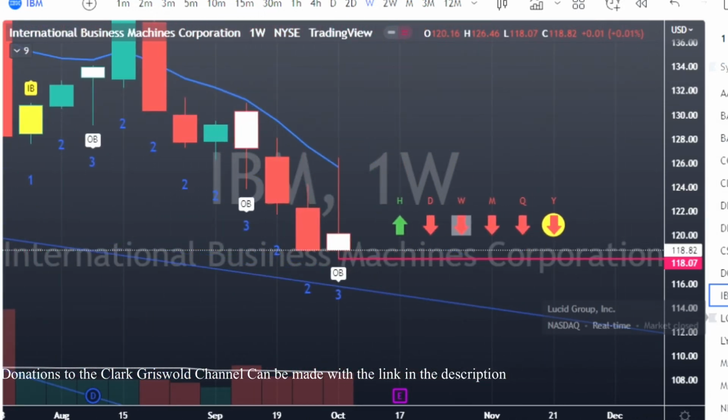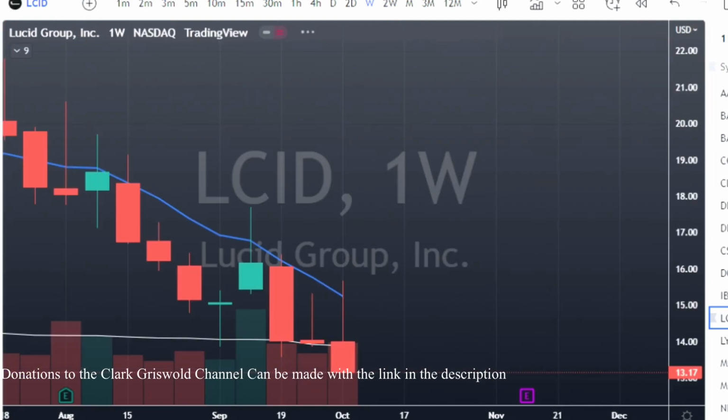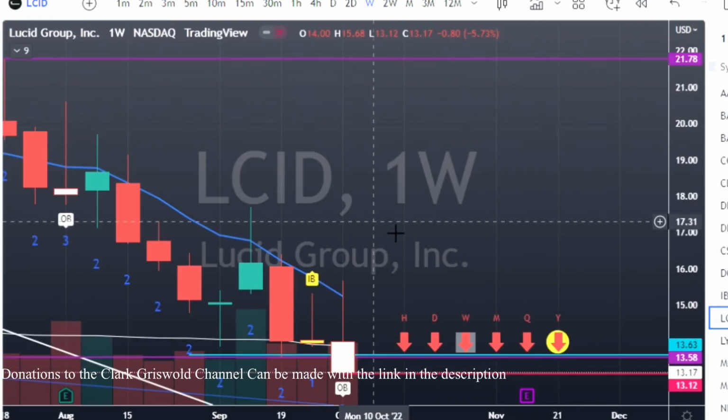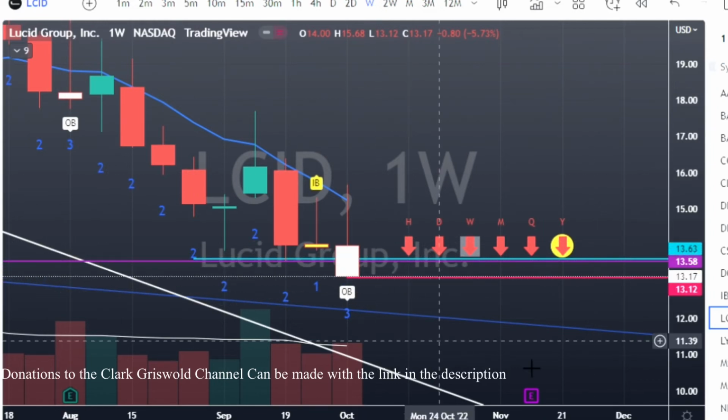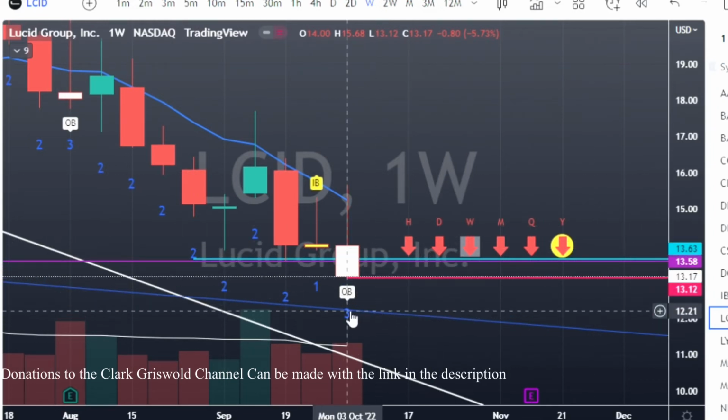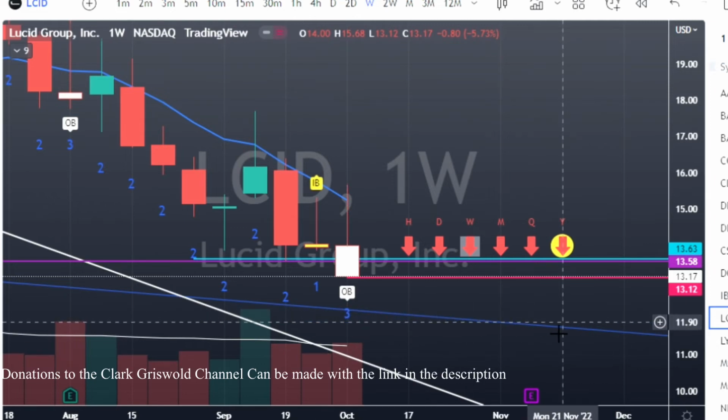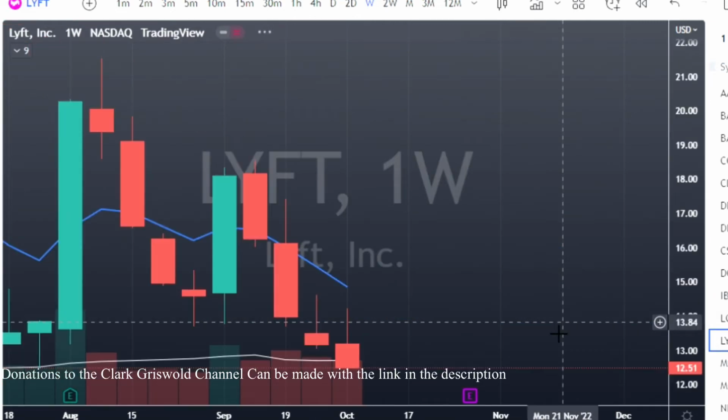Puts at 118.07. Lucid, again, 1-3 setup, and we're going to look for puts off of this shooter candle outside bar, full time frame to the downside. Couple of broadening formations here. Puts at 13.12 on Lucid.